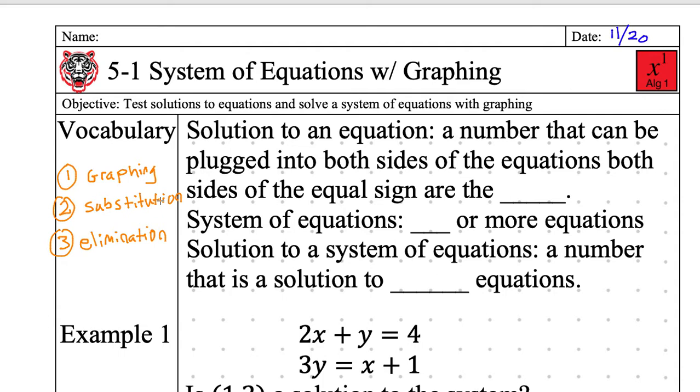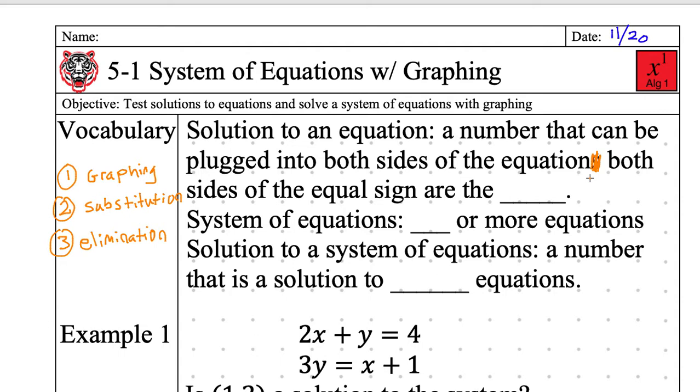But before we even talk about how to solve them, I need to talk about what they are. So a solution, and this is going all the way back to Unit 1, I think, or maybe Unit 2. What is a solution to an equation? It's the number that can be plugged into both sides of the equation, where both sides of the equal sign are the what?